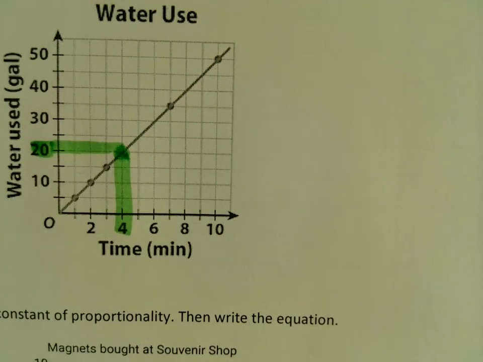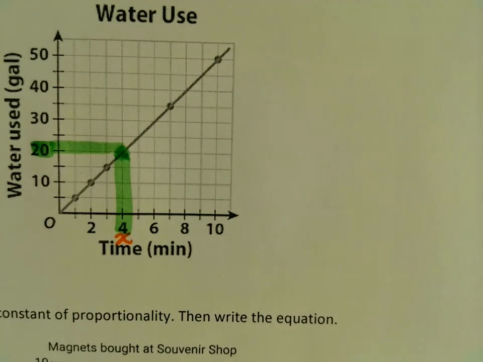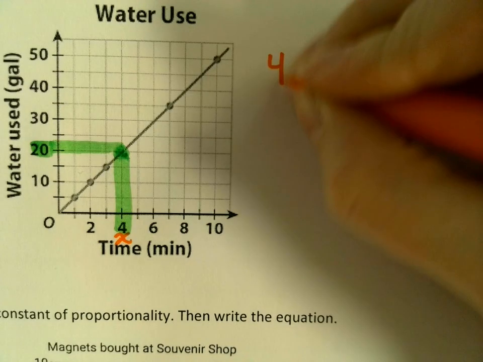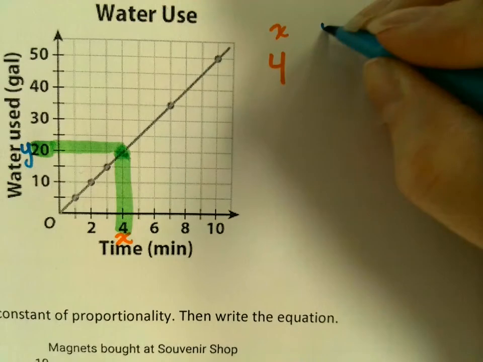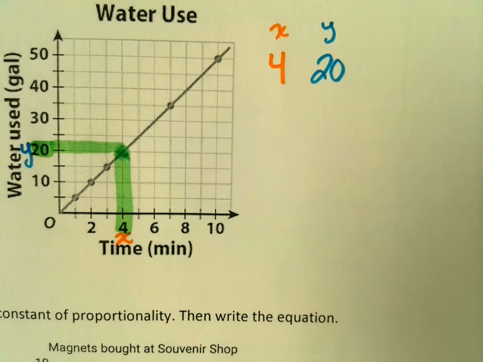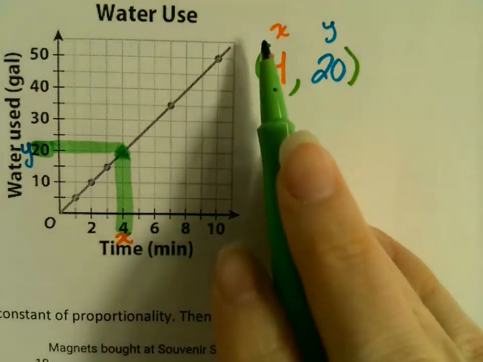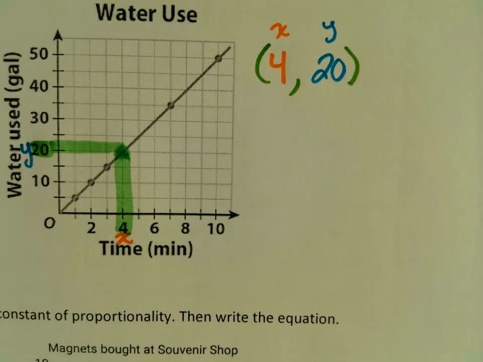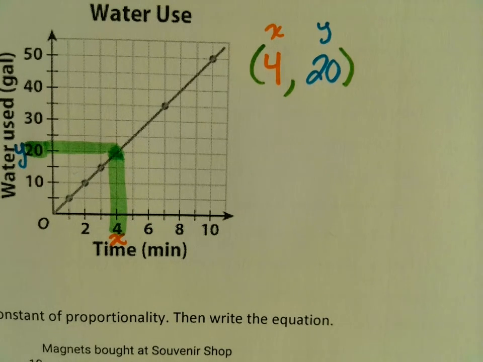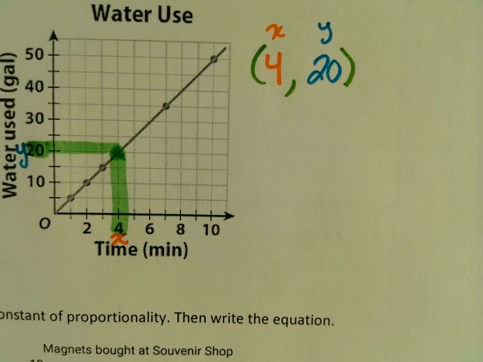So right below here, I'm going to write that 4 is going to be my x. And 20 is going to be my y. When I write this as an ordered pair, it's written as (4, 20). That's my ordered pair. So I've identified a point, right? I picked the point (4, 20).